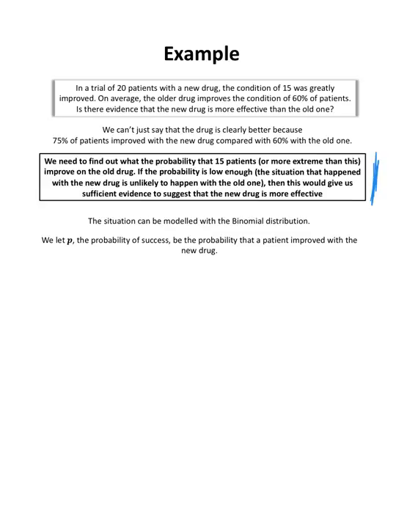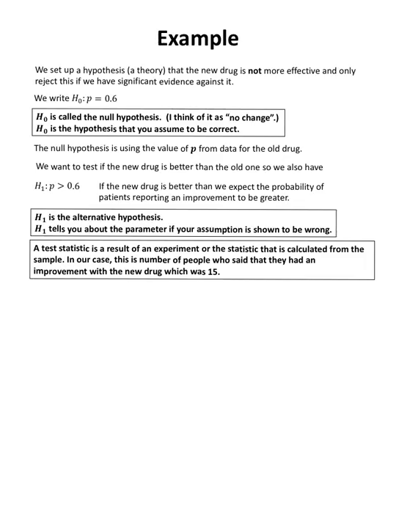effective. So the situation, we can model this on the binomial where p is the probability of success, so the probability that a patient improved with the new drug. So with the same example, we set up a hypothesis. Now remember, a hypothesis is a theory.